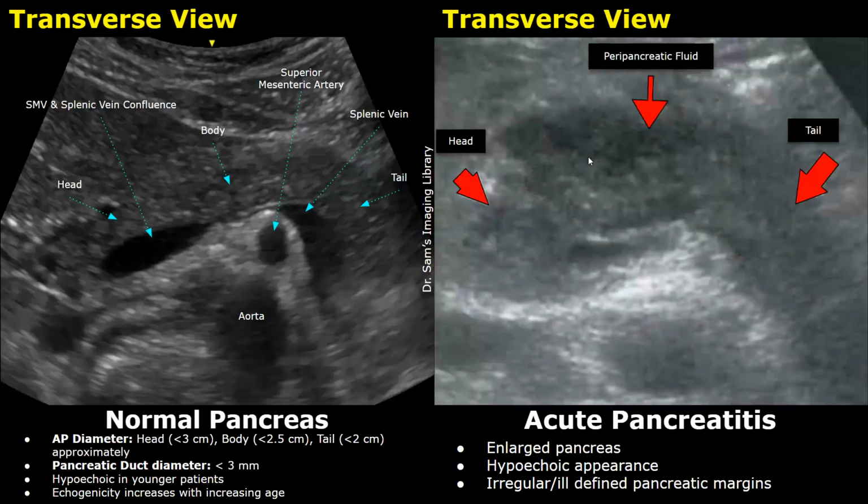In this image, you can see a heterogeneous enlarged pancreas along with hypoechoic peripancreatic fluid. The pancreas has irregular, ill-defined margins.